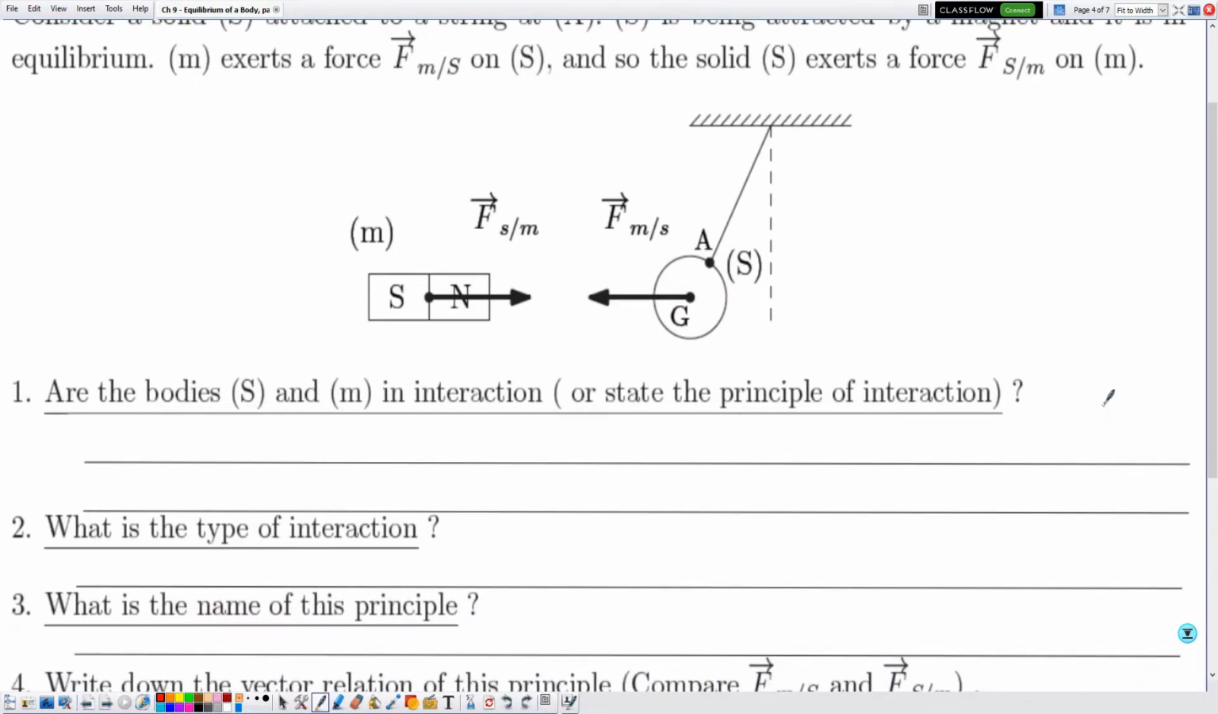Now in number 1 they are telling me, are the bodies S and M in interaction? Or in other words, we need to state the principle of interaction. So let me justify and say yes.